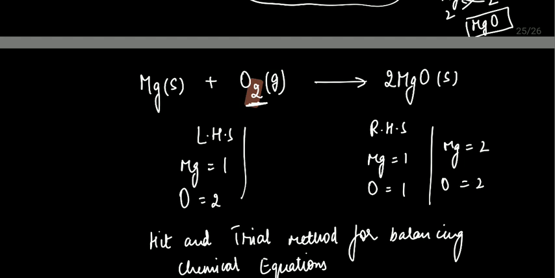Now on the left hand side, we have an unbalanced magnesium. So if we put 2 in front of magnesium, this is solved. This is perfectly balanced. We have magnesium 2 atoms, oxygen 2 atoms. If you check the data, it is exactly the same on both sides. That is what we wanted. That's the meaning of balancing the number of atoms on both sides.